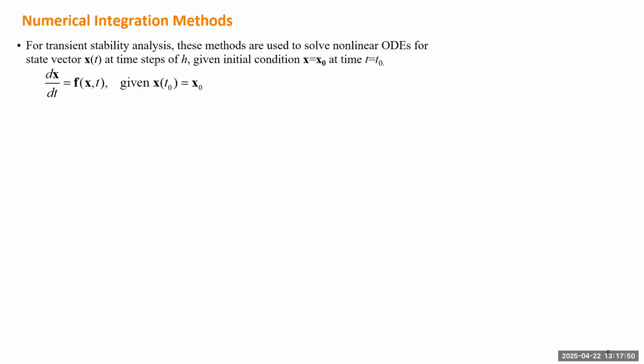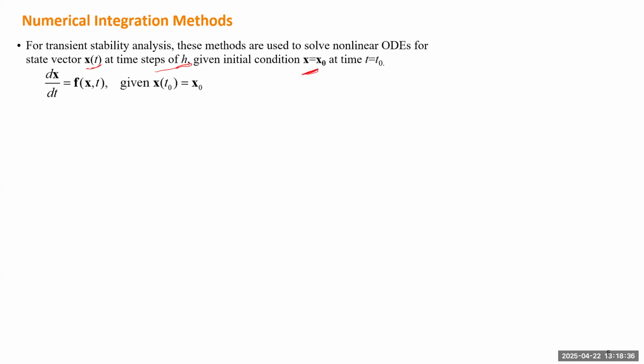Okay, let's talk about the numerical integration method. For transient stability analysis, let's consider solving the nonlinear ODE first. Later, we'll talk about how to solve the algebraic equation. Such numerical integration methods are designed not just for power systems, but for simulating any nonlinear system. Assume we want to solve for the state vector at time step h. It can be a very small time step. For power systems, that is usually a millisecond for transient stability simulation.